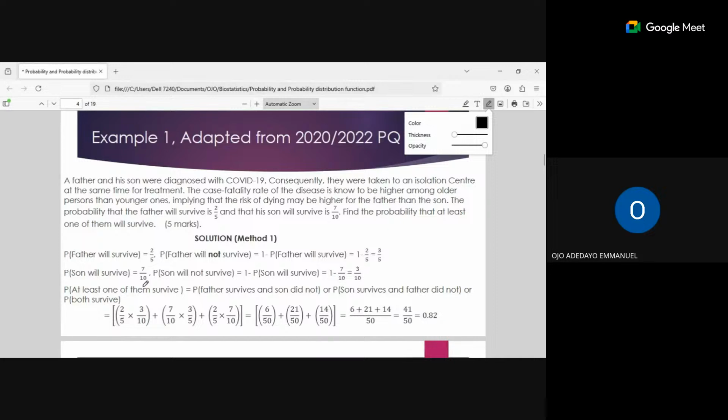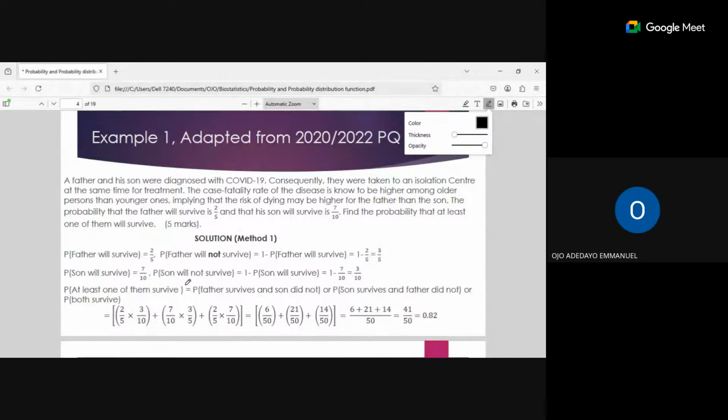The probability that the son will not survive is going to be 1 minus 7 over 10. It's possible that 1 may die, and it's possible that 2 of them will survive. At least 1 will survive. So that means 1 can survive, 2 can survive. If they say at least 1 will die, 1 can die, 2 can die.